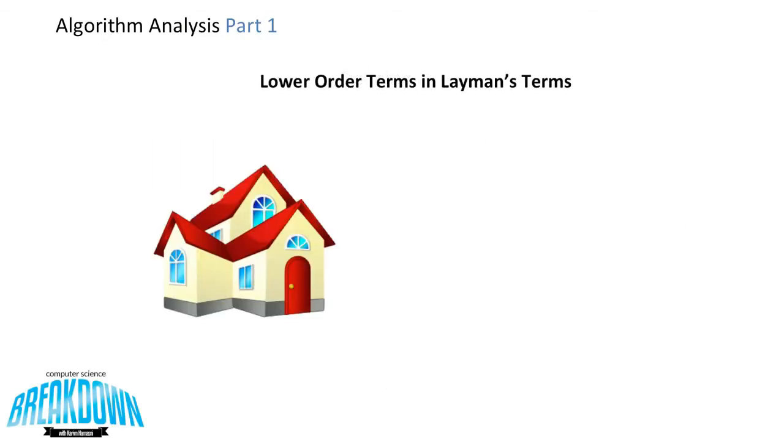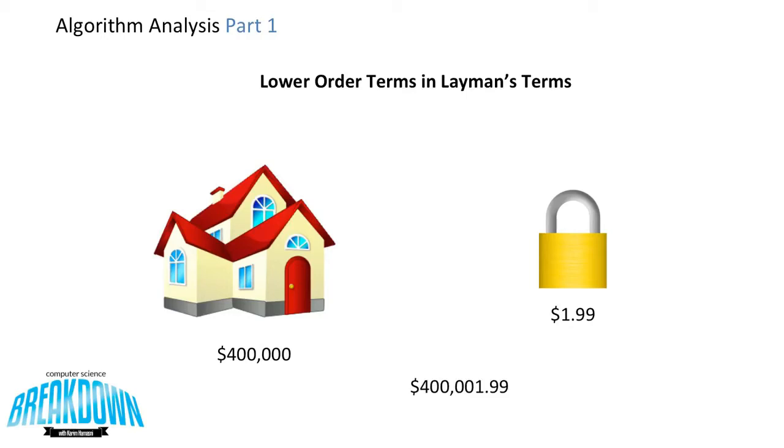Let's say you were to buy a house, and along with the house, you were to purchase a lock. If you spent $400,000 on the house, but only $1.99 on the lock, and someone asked you, hey, how much did you get your new house for? You would unlikely say $400,001.99. You'd likely say just $400,000. Because the $400,000 is significantly larger than the $1.99, it's safe to put less significance on that $1.99, like we do with lower order terms.